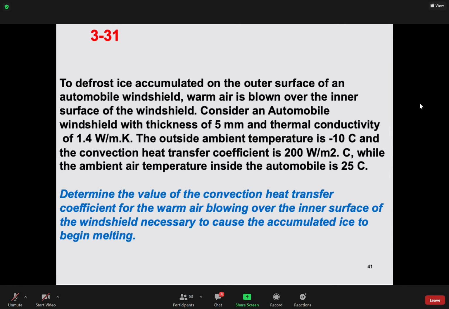Therefore, you have the glass outside exposed to the environment at minus 10 degrees with convective heat transfer coefficient 200. And inside, you have convective heat transfer, the conductivity is 1.4 for the glass and the temperature is 25. Now you're working for Ford or Chevrolet. You would like to design a fan to make sure the ice is melting down. What should be the airflow? Determine the value of the convective heat transfer coefficient for warm air blowing over this interior surface. What should be the heat transfer coefficient?